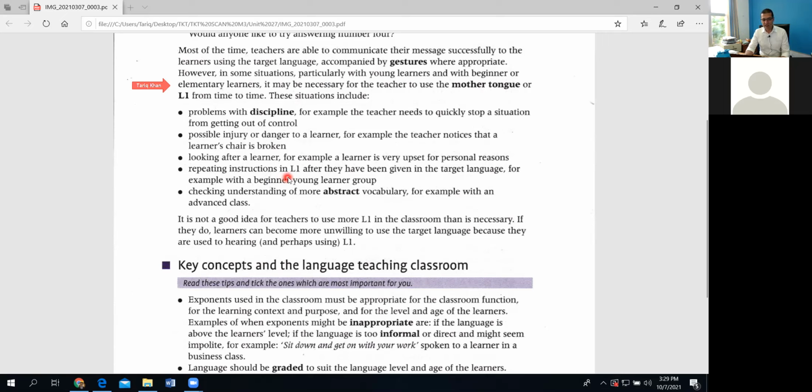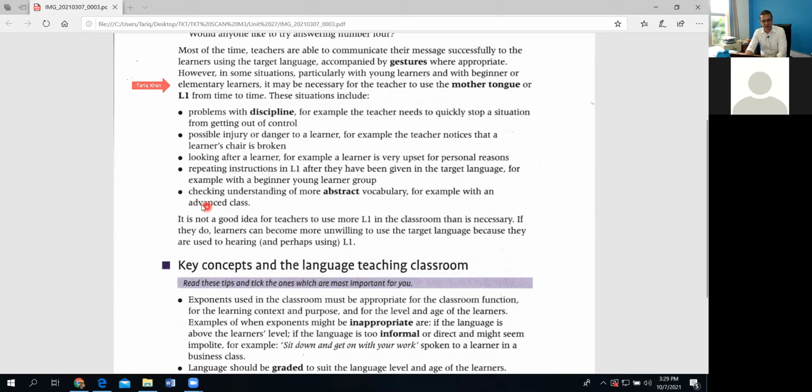Repeating instruction in L1 after it has been given in the target language, for example, with a beginner young learners group. Now, you have to give the instruction in English, but they may not be following properly. It's better to repeat that in Sinhala or in Tamil as well. Then they will understand and then you can come back to English. Why? Because that's the initial stage. They are halfway to the language.